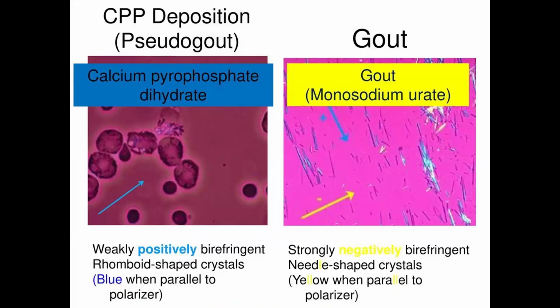The differential diagnosis of gout is pseudogout, which is characterized by deposition of calcium pyrophosphate dihydrate, while gout is deposition of monosodium urate. Gout shows strongly negative birefringent needle-shaped crystals, while CPP shows weakly positive birefringent rhomboid-shaped crystals, blue when parallel to the polarizer. With gout, it's yellow when parallel to the polarizer.